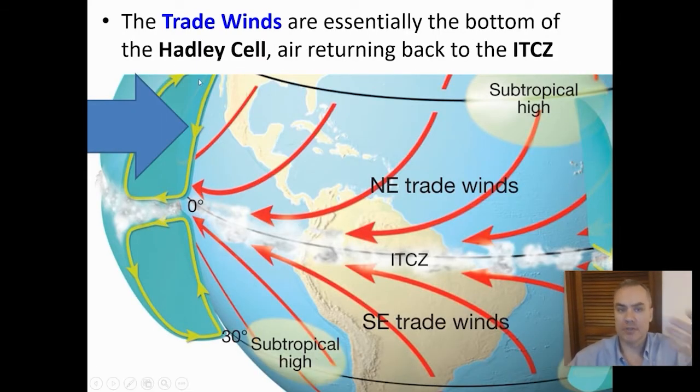And the trade winds, again, are just the bottom of the Hadley Cells. So the air goes up, it comes down, and then it has to make a return trip back towards the ITCZ. And that return trip is what all these red arrows are doing. They're all just coming back to the ITCZ on the bottom side of the Hadley Cell. Just to be clear, we have an upper atmosphere, like the upper yellow line of the Hadley Cell, and we have a lower atmosphere, surface winds. So upper atmosphere winds up here, and surface winds down here, and they move in opposite directions. The surface winds go one way, and the upper atmosphere winds go the other way.